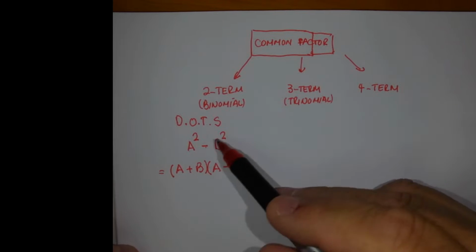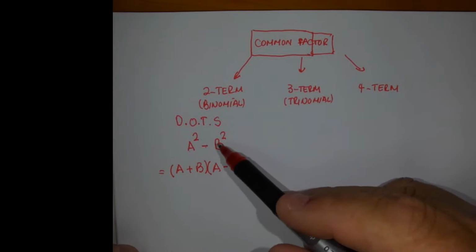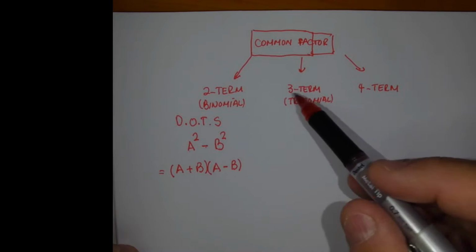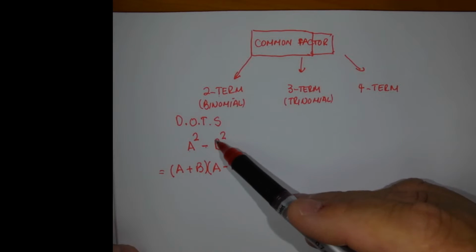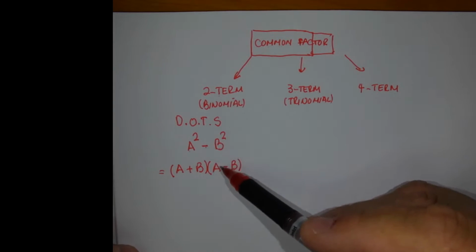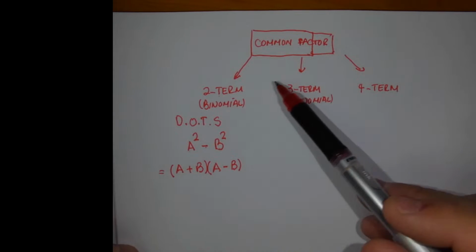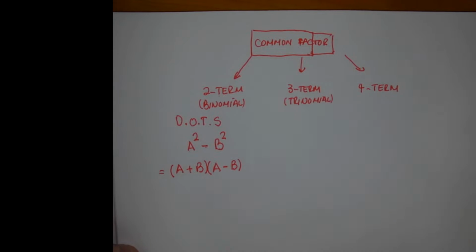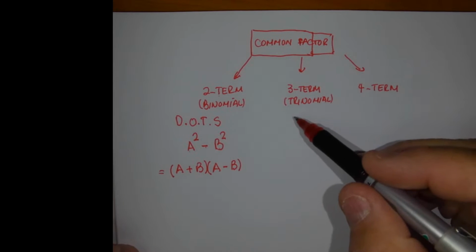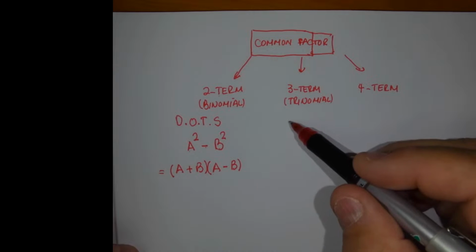Now, if it is not a difference of two squares, then the other possibility is if it's not a two-term expression. If it's a two-term expression and it's not a difference of two squares, then I don't have anything else to do. But if it's not a two-term, if it happens to be a three-term, how is it that we can factorize a three-term expression? In this case, you factorize a three-term expression if it is a trinomial.